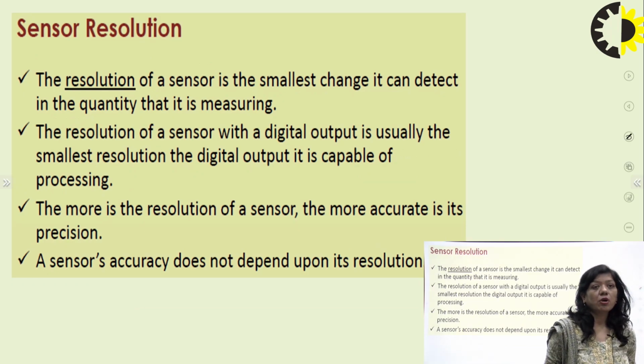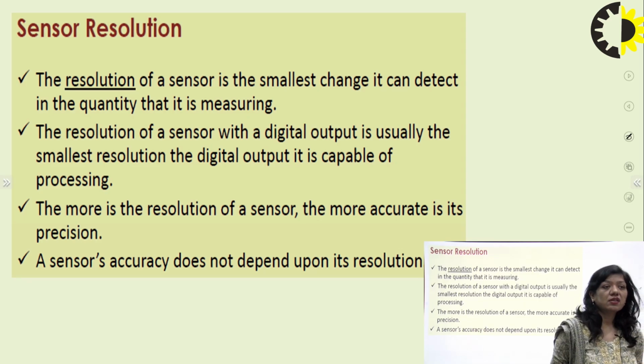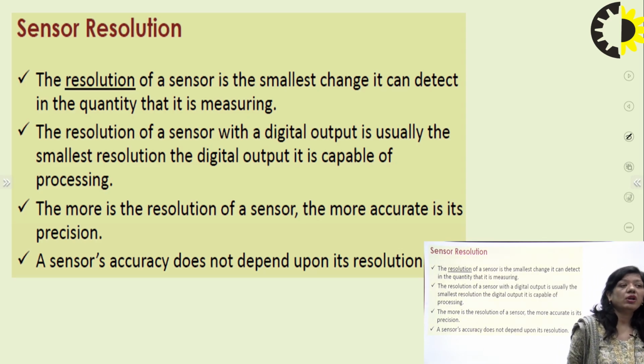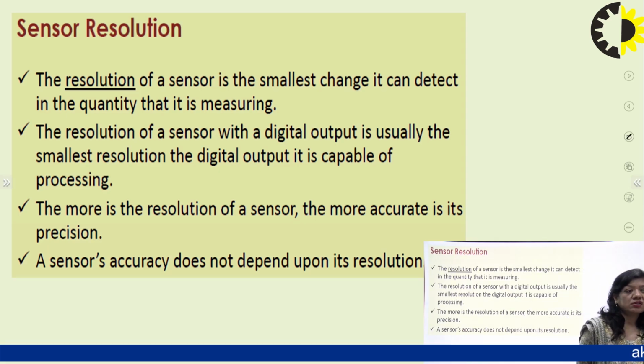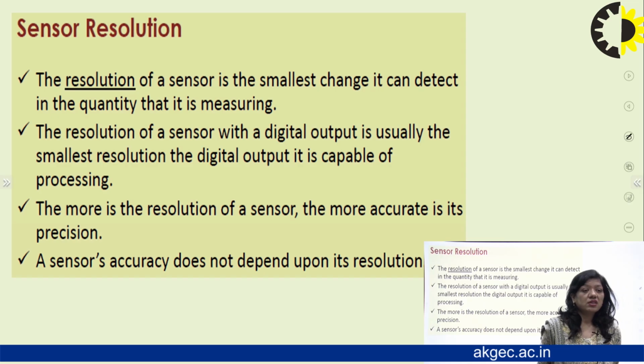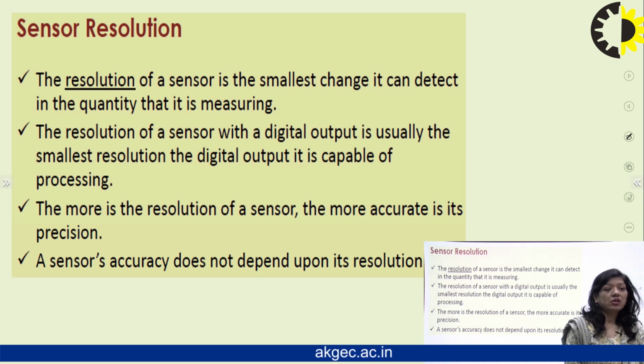The next topic is sensor resolution. The resolution of a sensor is the smallest change it can detect in the quantity that it is measuring. The resolution of a sensor with a digital output is usually the smallest change in the digital output it is capable of processing. The higher the resolution of the sensor, the more precise it is. However, a sensor's accuracy does not depend upon its resolution.